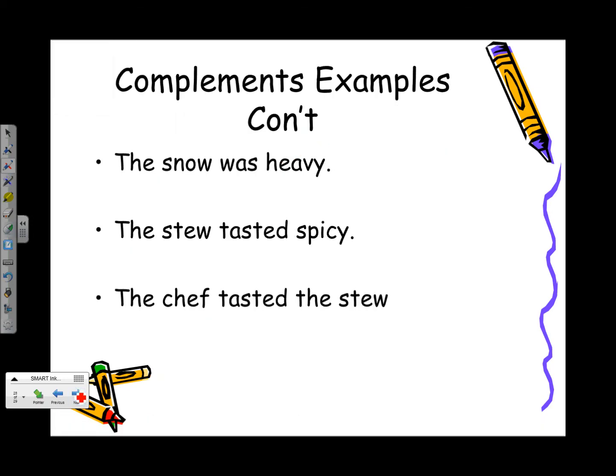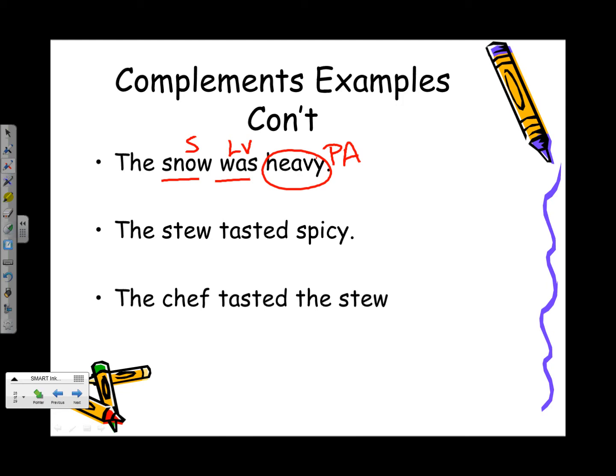Continuing, I have the snow was heavy. Snow is my subject. Was is a linking verb. What's the one word that finishes the sentence? Snow was what? Heavy. Heavy is an adjective, so here it's a predicate adjective.